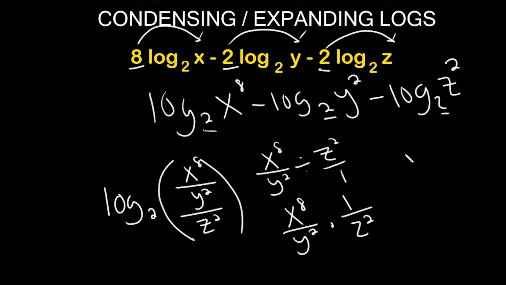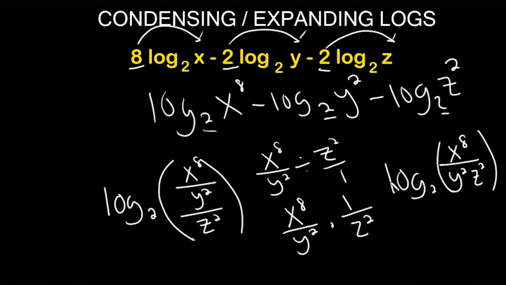So my final answer here is going to be log base 2 of x to the 8th power all over y to the 2nd power and z to the 2nd power, okay? And that is going to be done. So there it is, condensed down into a single logarithm, okay? So why don't we go ahead and try another example?